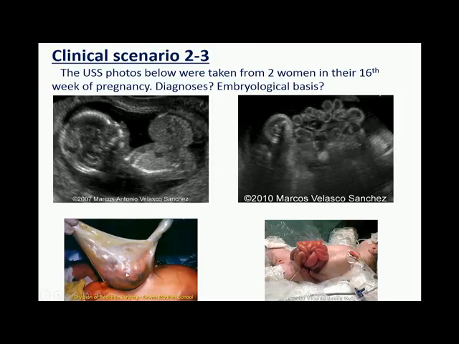You can see inside the midgut loop, and this is the peritoneum, and this is the attachment of the umbilical cord. So that's called omphalocele.